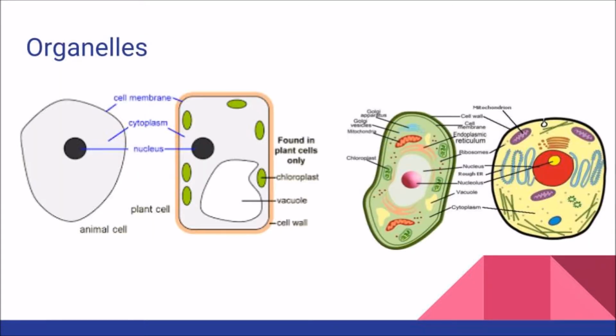So here we have two diagrams, however they are the same, both eukaryotic plant and animal cells. The only difference is the amount of detail put into the different organelles that are within them, and by the end of this episode you should see that they are exactly the same.